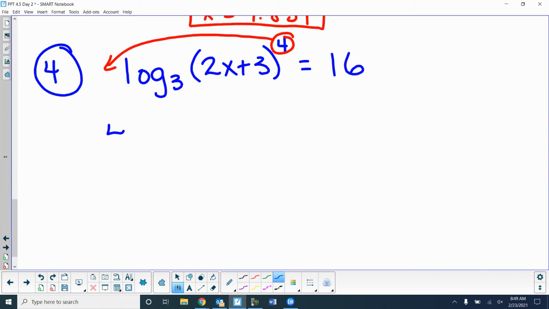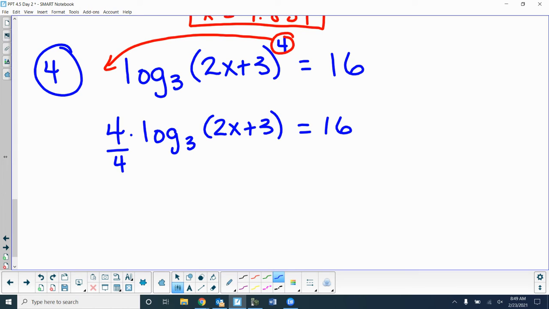So it's going to be 4 times log base 3 of 2x plus 3 equals 16. Now, how do I move that 4 over to the other side? Divide, yeah. So then I get log base 3 of 2x plus 3 equals 4.